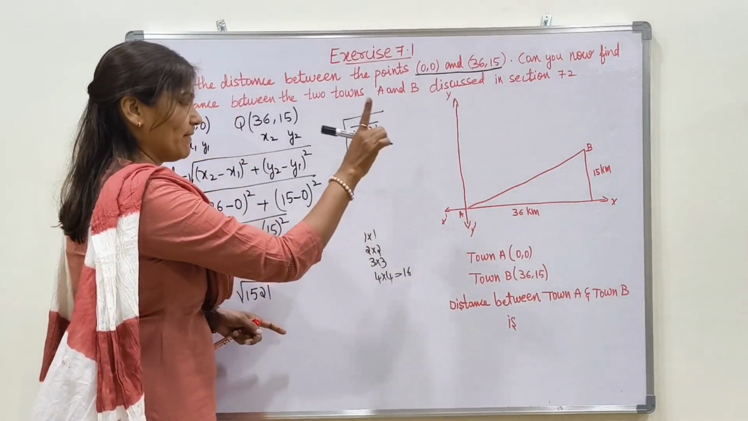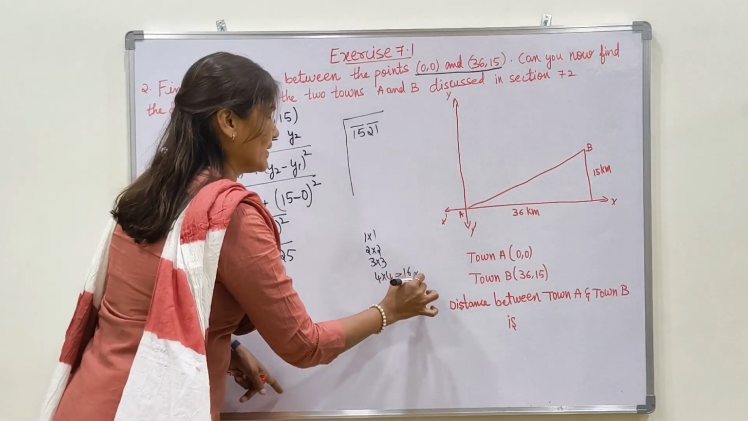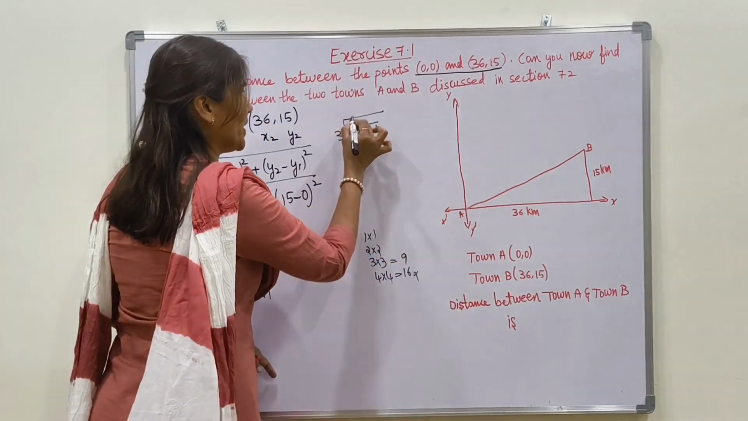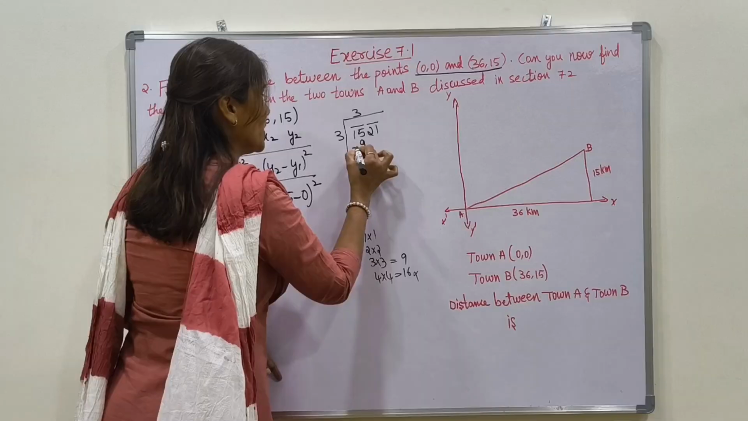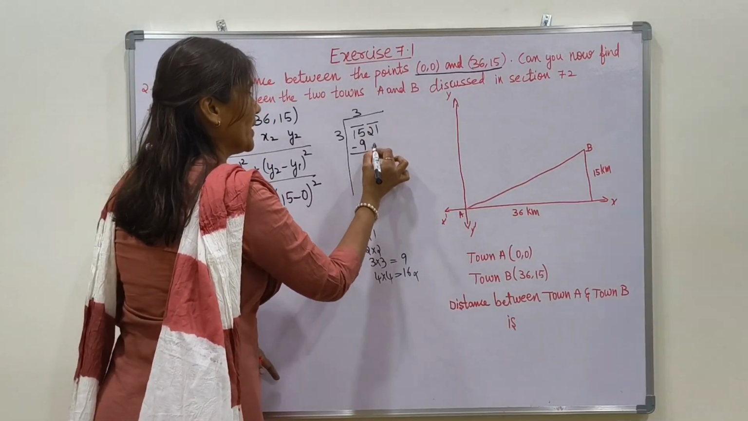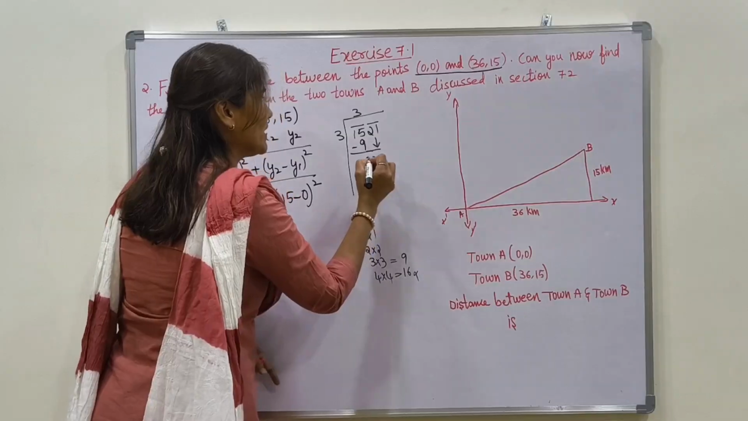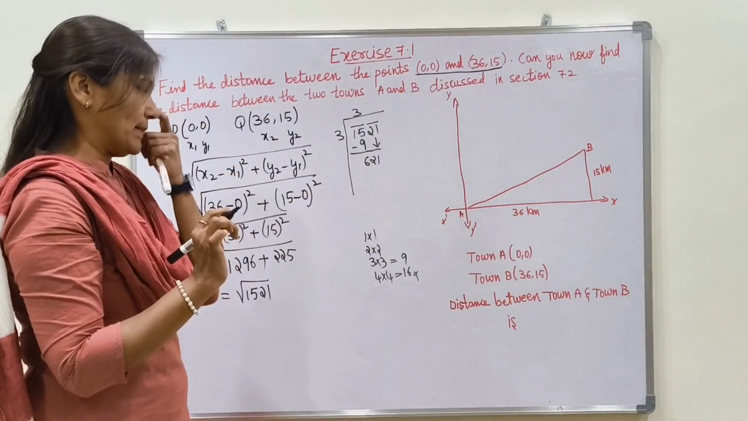In the first group, what is there? 15 is there, but 16 does not fit. So 3 threes are 9 fits. So what will we take? 3 threes are 9. How much remains? 6 remains. Next, transfer the full pair. What is that full pair? 21 is there, you transfer it.